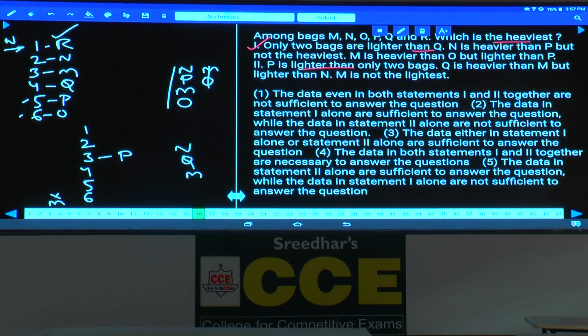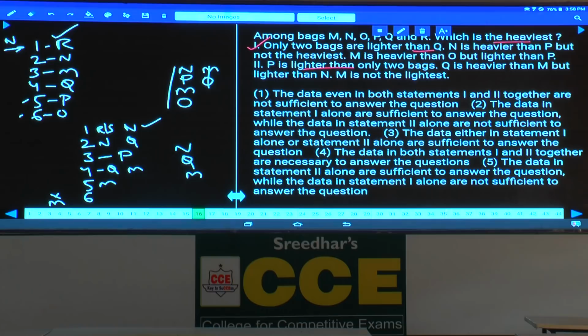As M cannot be here, then what could be the order here? N, Q, M can be like this, isn't it? Or N, Q, M can be like this. Then what is left over here? Either N can be the heaviest or the remaining R or S can also be the heaviest, isn't it? R and what is the other thing left over? R or O can be the heaviest.